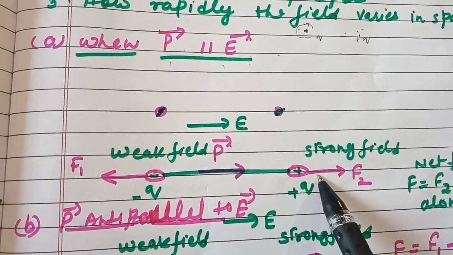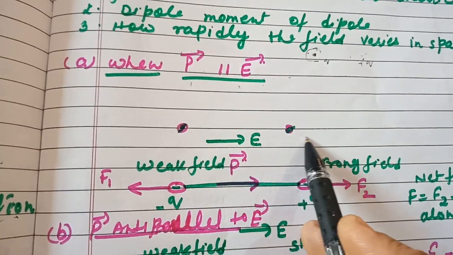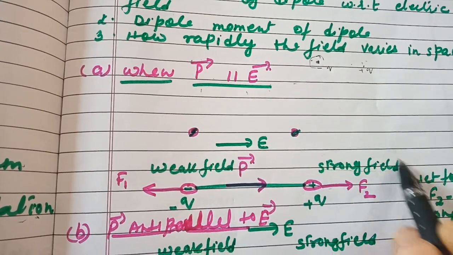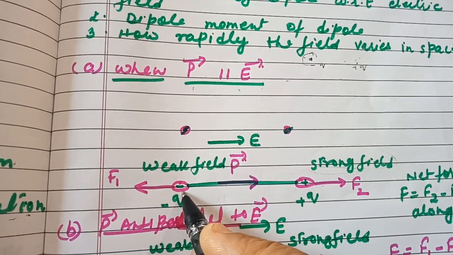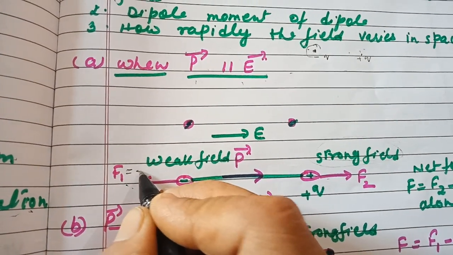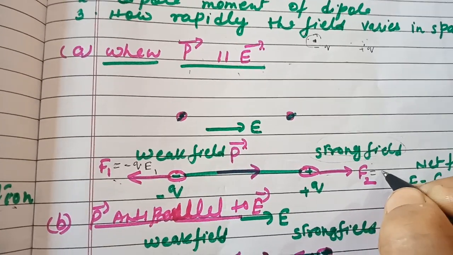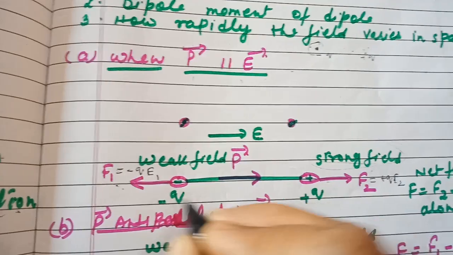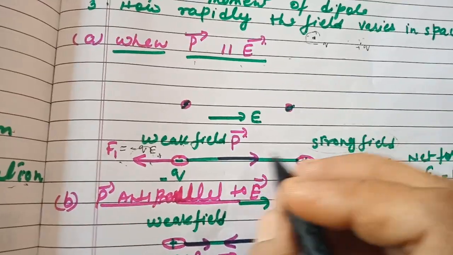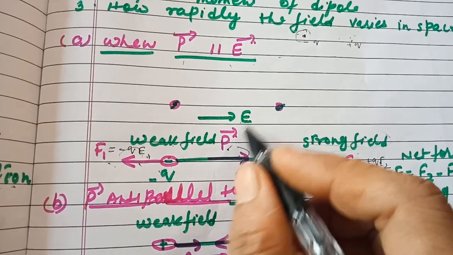This is the minus q charge and this is the plus q charge, and this is the direction of the electric field. But the electric field is continuously changing in a non-uniform electric field. So here we have taken the weak electric field region and here the strong electric field region. The minus charge experiences the force F1, equal to minus q into E1, and the plus charge experiences the force F2, equal to plus q into E2. The reason is that the value of the electric field here and here will be different, and this is the direction of the dipole moment, so both are parallel to each other.